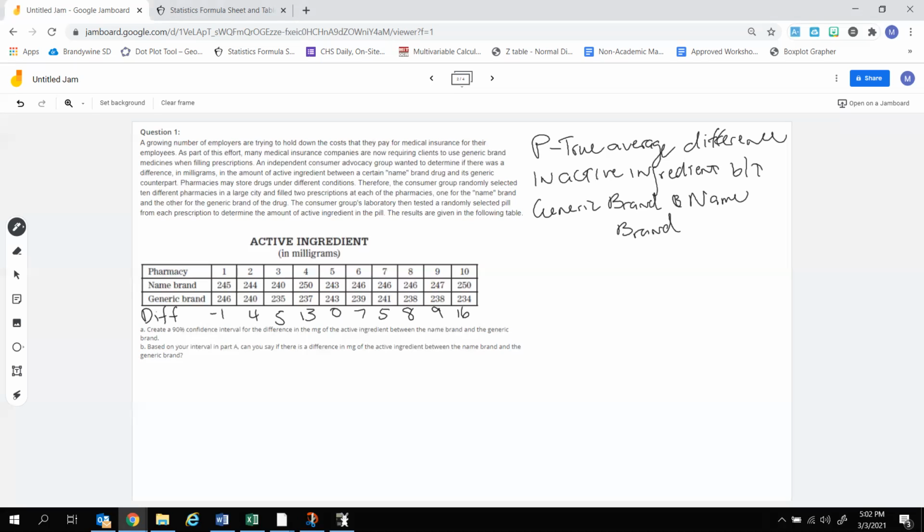All right, assumptions and conditions. The first one, they do a random sample of the pharmacies. They have a randomly selected pill from each prescription, and 10 different pharmacies. So they have randomly selected pills, and that's good to go. Independent: they have 10 pharmacies, so 10 times 10 is 100. Assume more than 100 pharmacies.